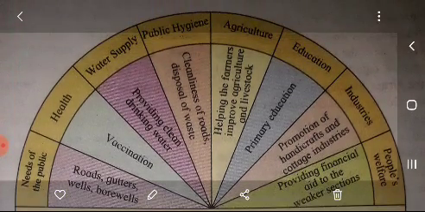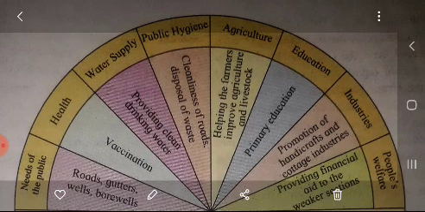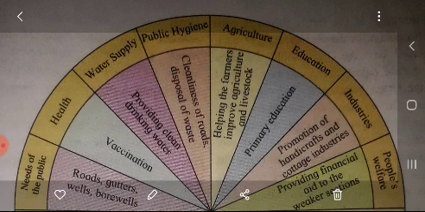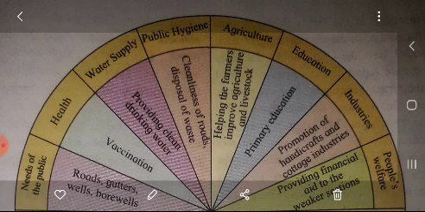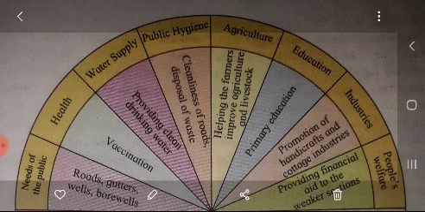Next, water supply. They have to look that the water which is coming should be clean water. Next, public hygiene. They should look on the public roads, the disposal of the wastage, as well as many people do the urine, or number 2 on the roads and all that. So there should be public hygiene.